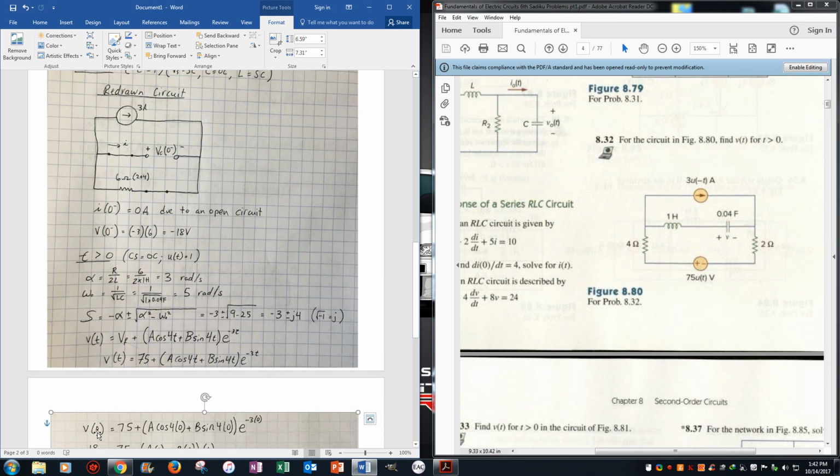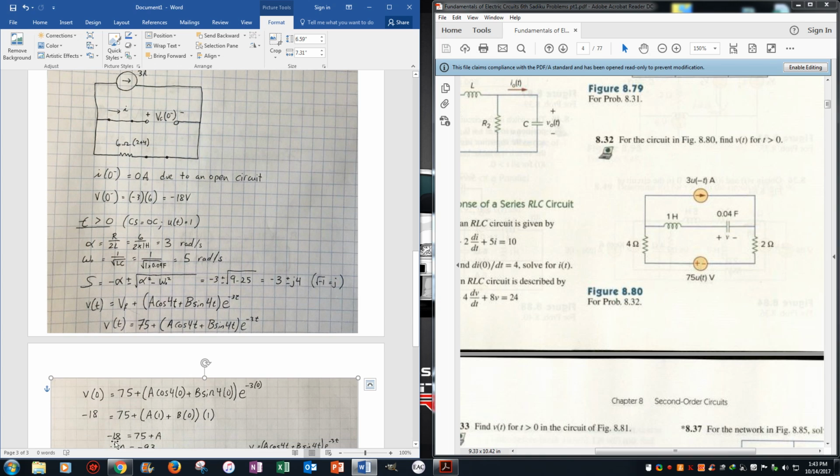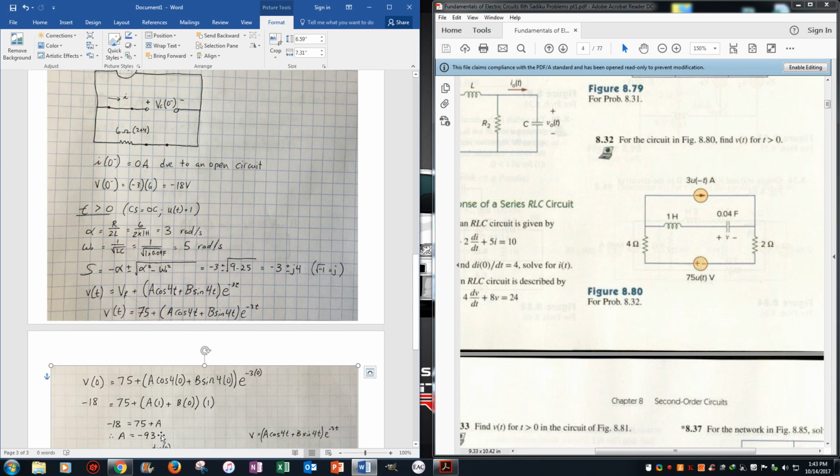Now we're going to do v of 0, where you just plug in 0 for t. Cosine is the only thing that survives. Cosine of 0 is 1, sine of 0 is 0, so that goes away. e to the 0 is 1, so we're left with, and we got negative 18 for v of 0 minus, so we plug that in, 75, as I did right here. So the only thing that's left is negative 18 equals 75 plus A. You move that around and you get A equals negative 93.